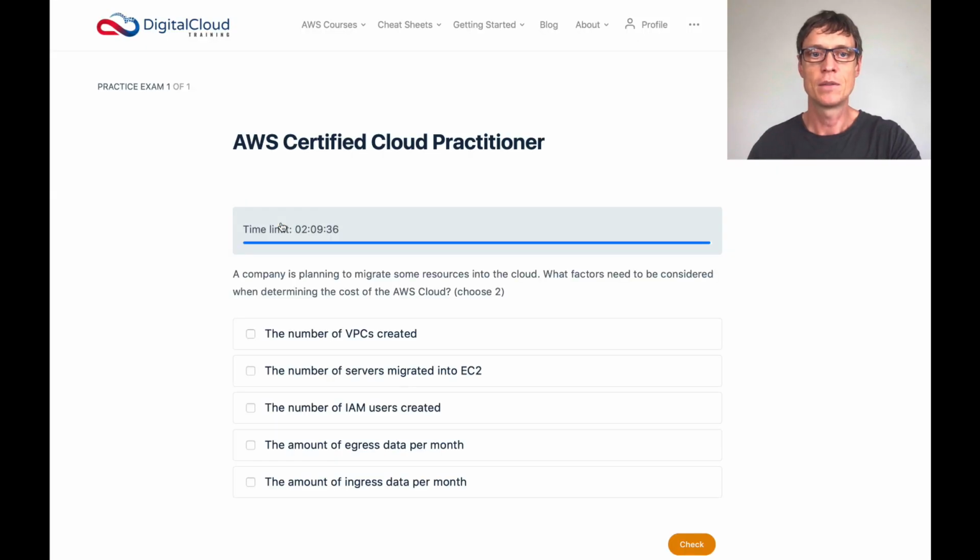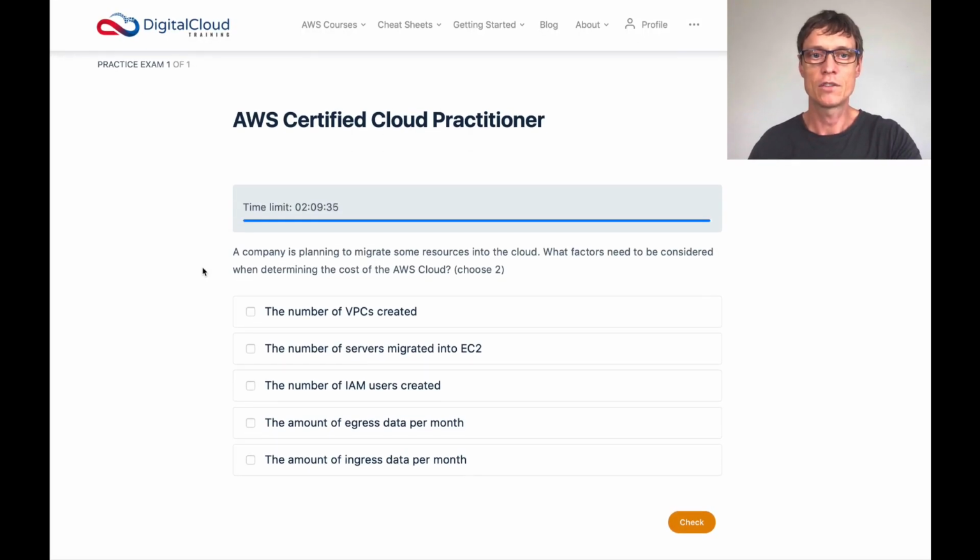So let's get started. So this first question asks, a company is planning to migrate some resources into the cloud. What factors need to be considered when determining the cost of the AWS cloud? Right, so this is all about cost, and we've got to choose 2 answers from 5.